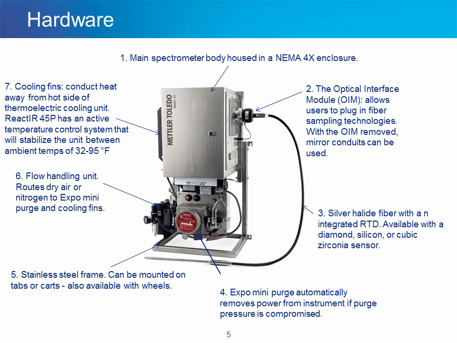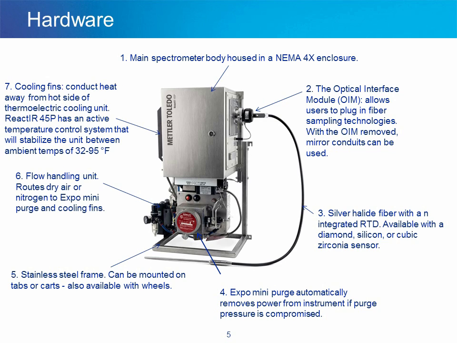The optical interface module, number 2, allows the user to plug in fiber sampling technologies. With the OIM removed, mirror conduits can be used. Number 3 is a silver halide fiber with an integrated RTD. It is available with a diamond, silicon, or cubic zirconia sensor.